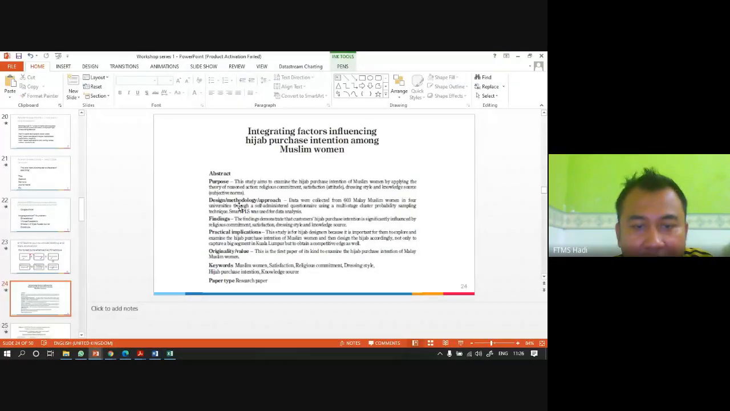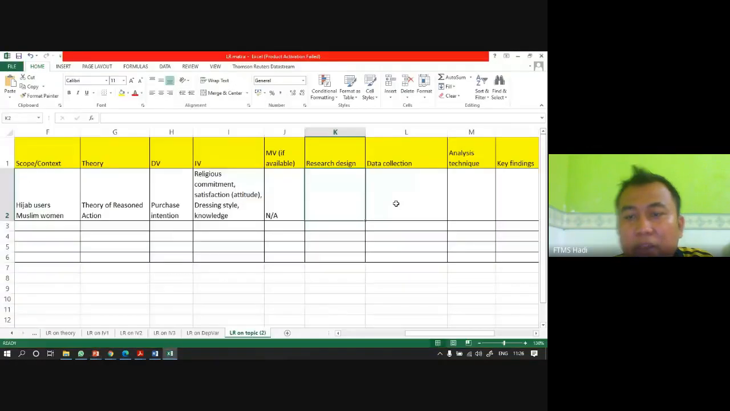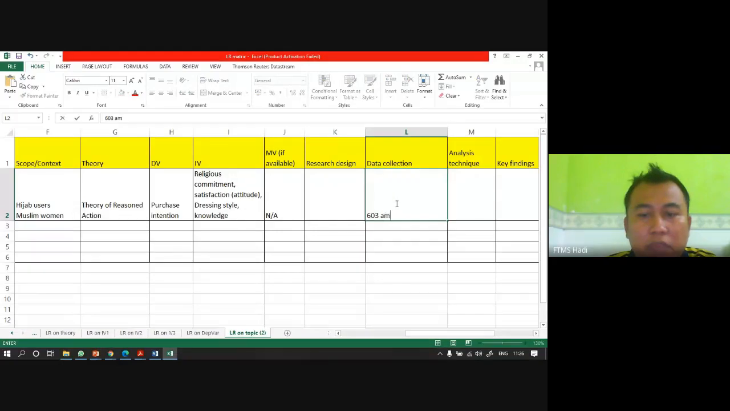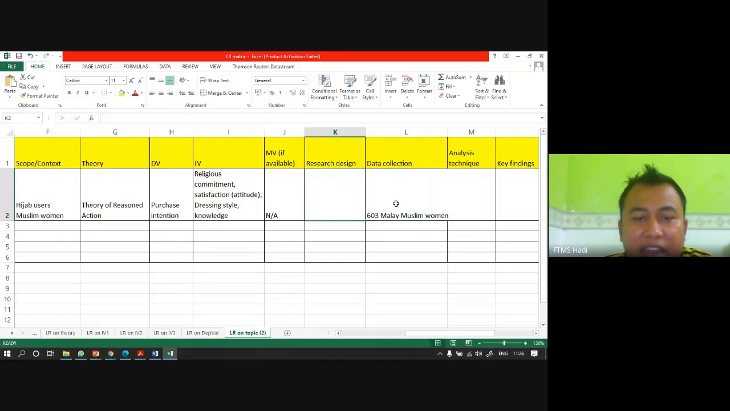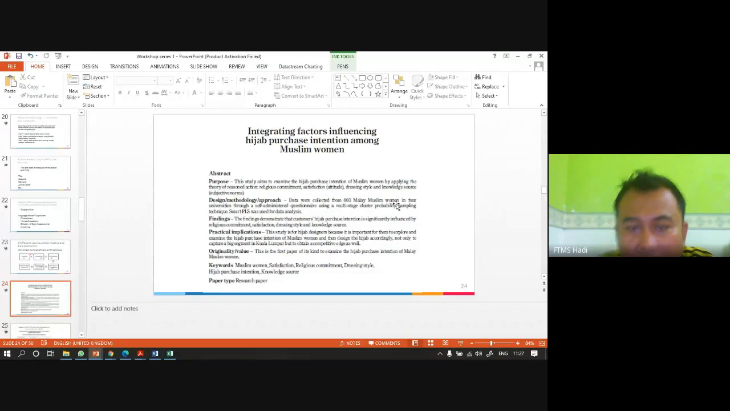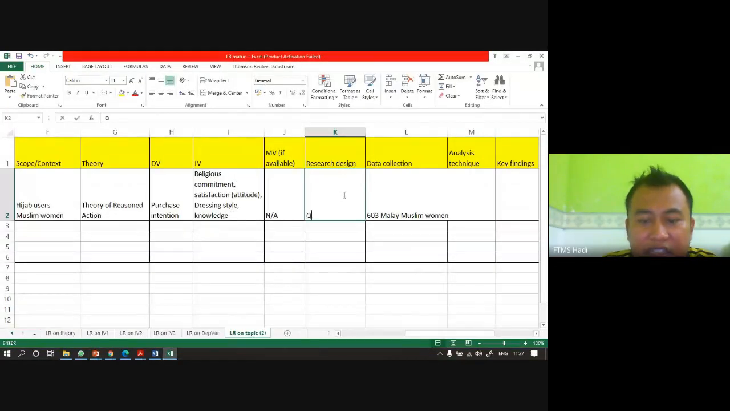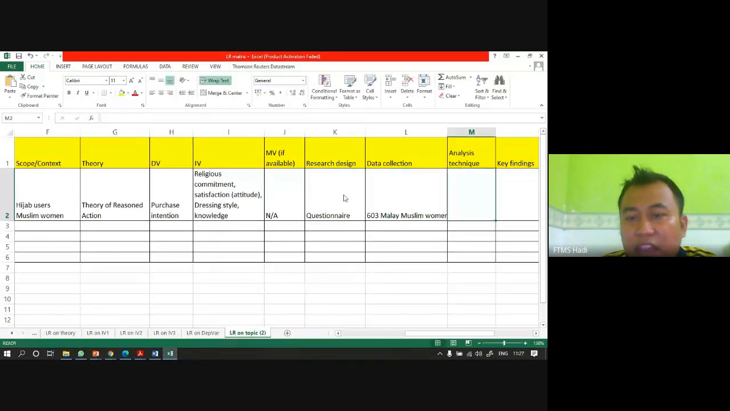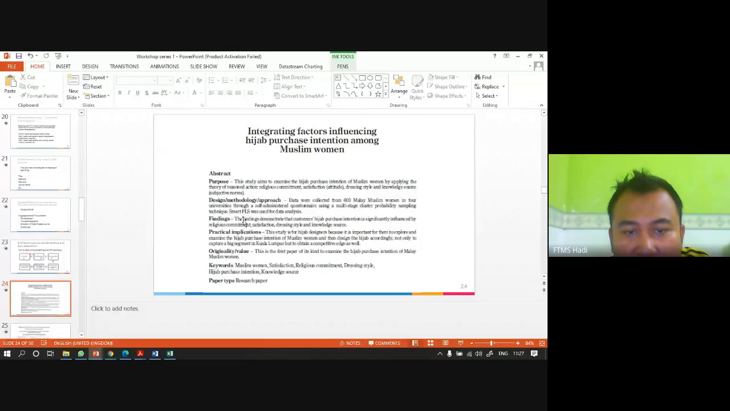For design, methodology, approach, data were collected from 603 Malay Muslim women. So this is the data collection, 603 Malay Muslim women. There is no right or wrong, as long as you are able to understand and put in the information, that will be fine. We are not looking for mistakes. As long as you can put in and understand the data and the matrix, that will be fine. The research design is a questionnaire, and the analysis technique is Smart PLS.